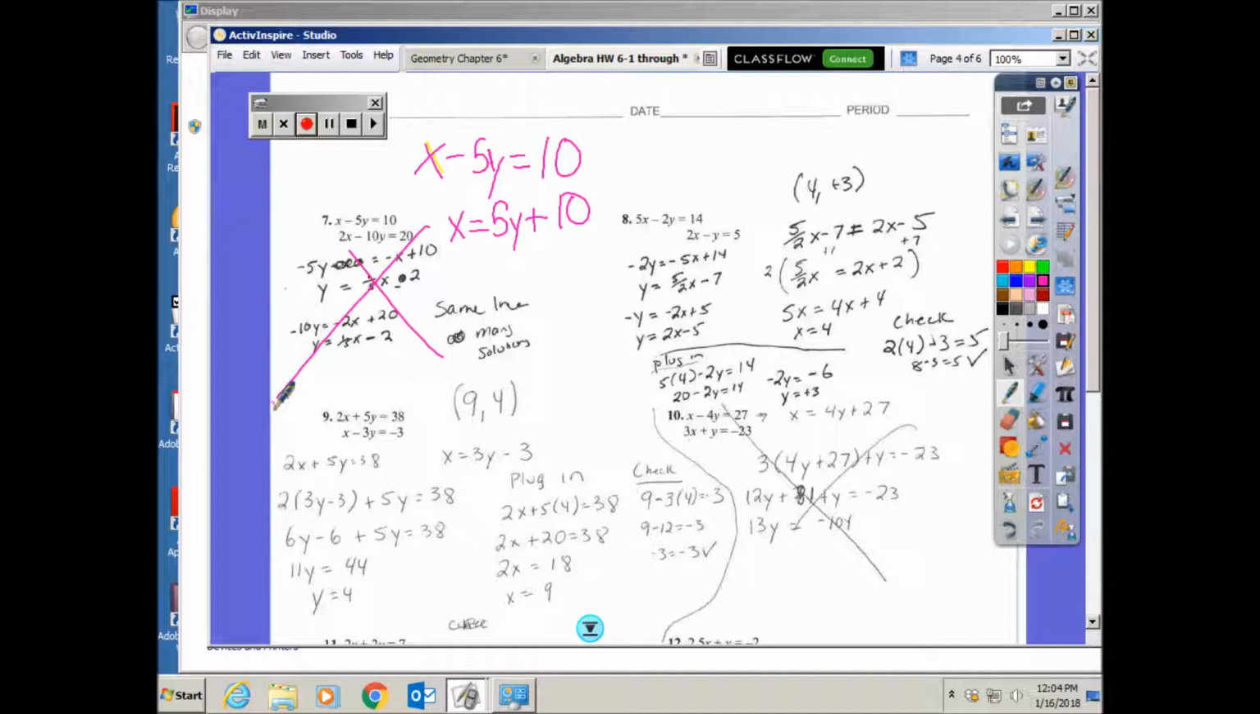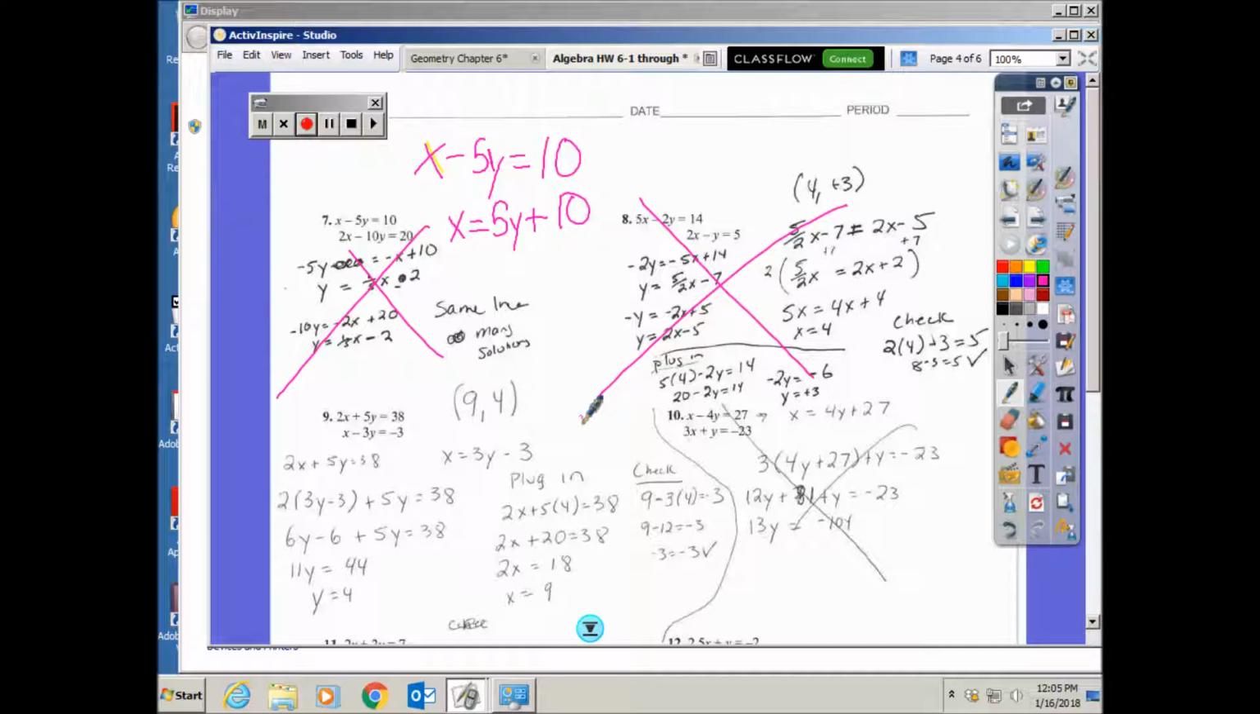Same thing for number 8. If you were able to do it and get same line, I would have infinitely many solutions, that's great. If you couldn't, don't worry about it. Number 8 was, I think it's 4, 3. Okay? Again, this is the type of problem that would be best served by multiplying or dividing first.